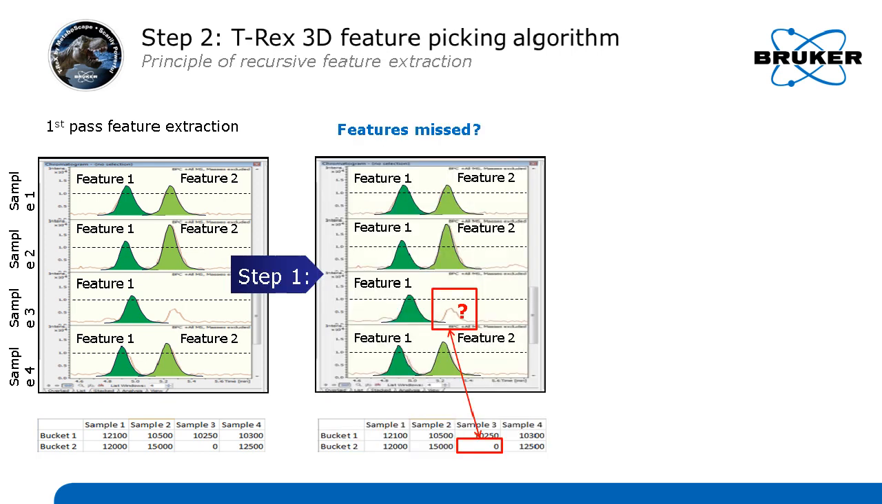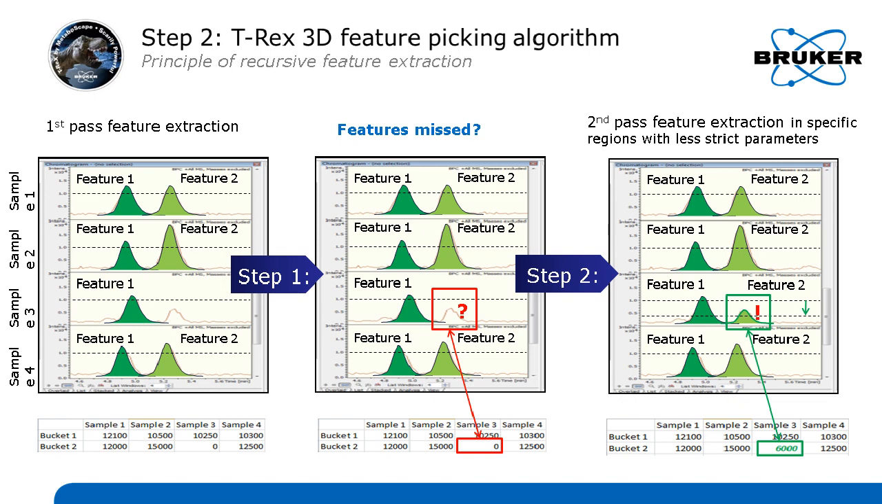So what this recursive feature extraction is doing is that you can specify a minimum number of samples where a feature has to be found. For example, this could be 3 samples, and then the software will realize, okay, in the 4th sample, I did not find this peak. And then the software will go back to the raw data, lower the threshold, and perform the peak picking again in this specific region with more relaxed parameters.